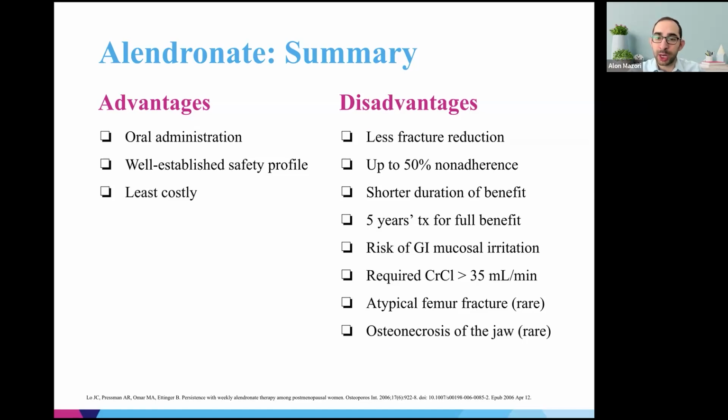There is a creatinine clearance requirement of at least 35, and so this is not suitable for individuals with CKD. And there are very rare risks of atypical femur fracture and osteonecrosis of the jaw. We will discuss these 2 risks in more detail later.